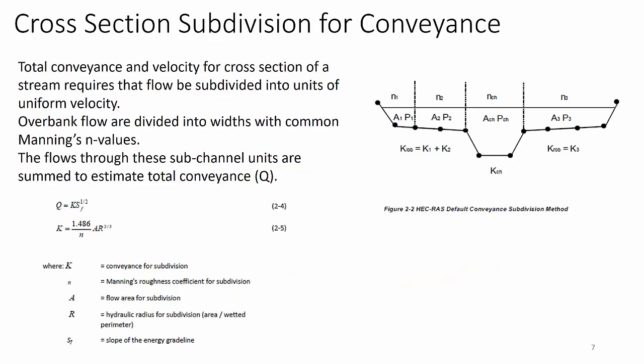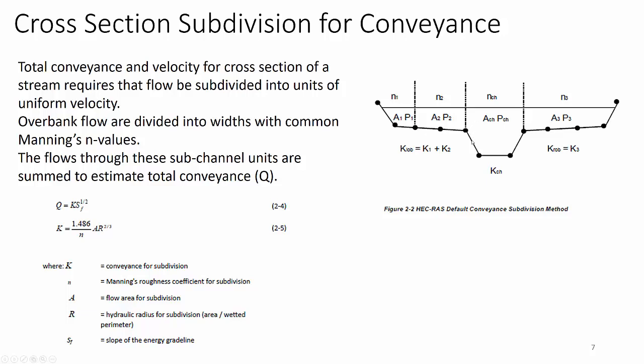Total conveyance and velocity for cross sections of a stream require that the flow be divided into units of uniform velocity, because the channels are not uniform, unless they're human-made and constructed out of relatively non-erodible materials, that is concrete or rock or sometimes vegetated channels. They're subject to erosive forces, and they're shaped by floods over time.